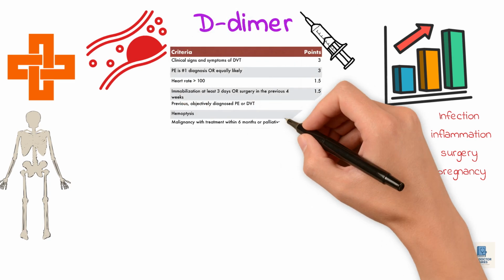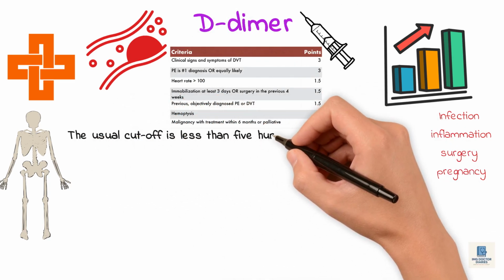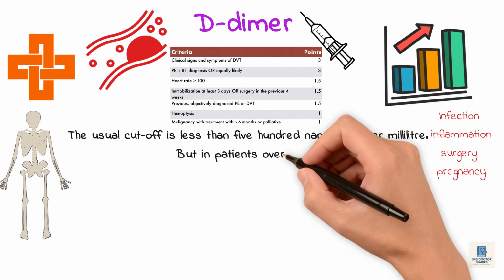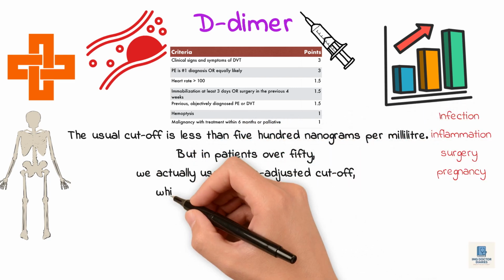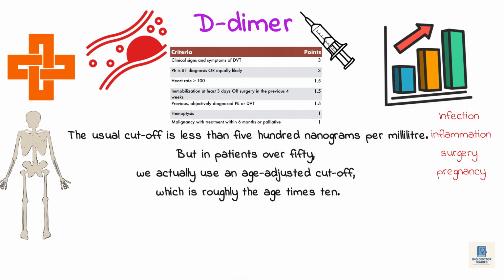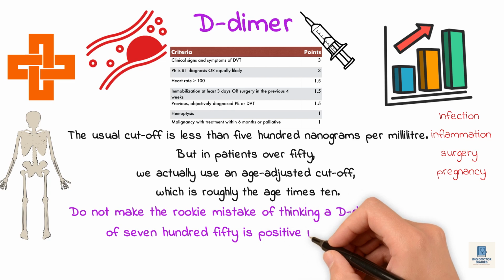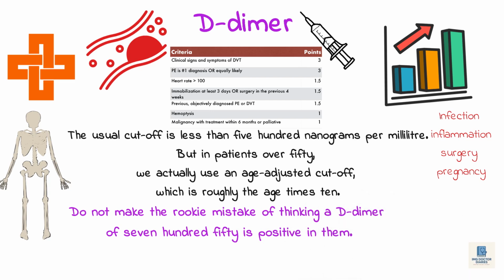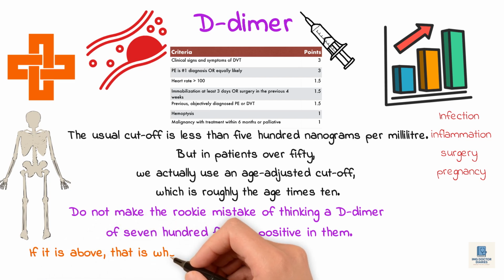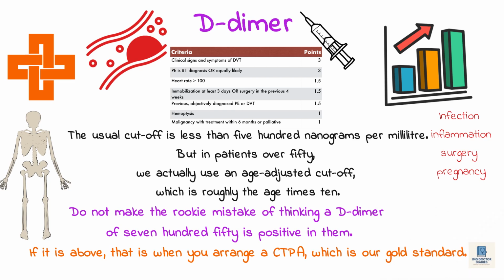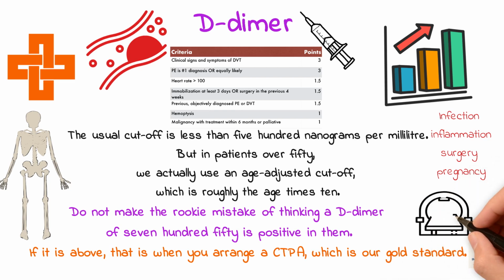The usual cutoff is less than 500 nanograms per milliliter. But in patients over 50, we actually use an age-adjusted cutoff, which is roughly the age times 10. So for example, in an 88-year-old, the cutoff would be 880. Do not make the rookie mistake of thinking a D-dimer of 750 is positive in them. It is actually normal for their age, and you would avoid unnecessary scans. So if the D-dimer is below this cutoff, you have basically ruled out PE. If it is above, that is when you arrange a CTPA, which is our gold standard.